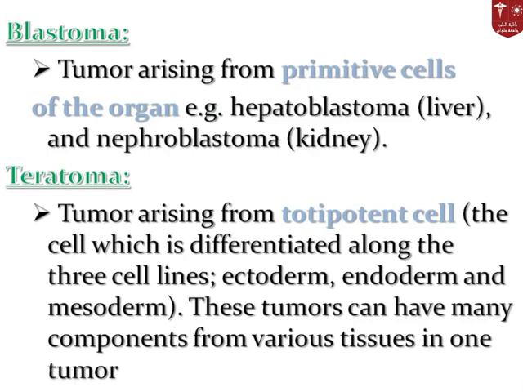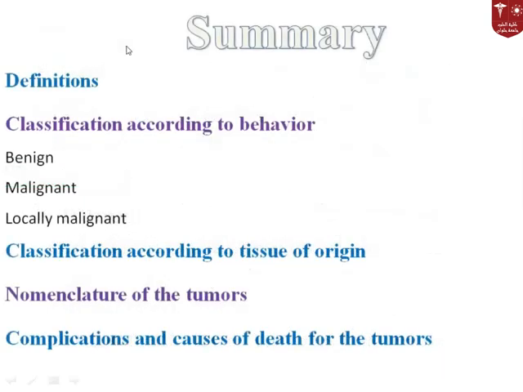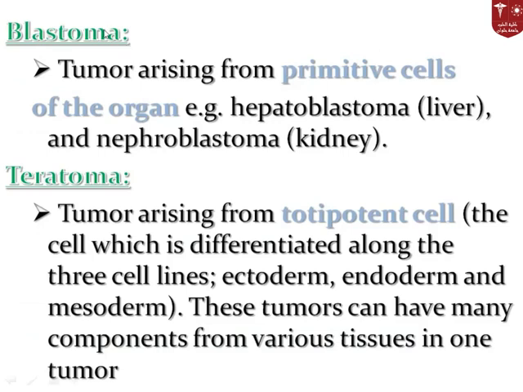Sometimes one of these primitive cells actually goes mad and proliferates uncontrollably and forms a tumor. In this case, we name this tumor blastoma. Blast means primitive cell. So blastoma is the mass or the tumor that is formed of blast cells, of the primitive cells. And we name the blastoma after the organ in which it arises.